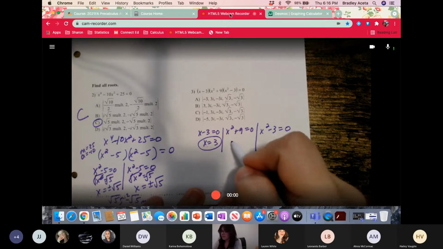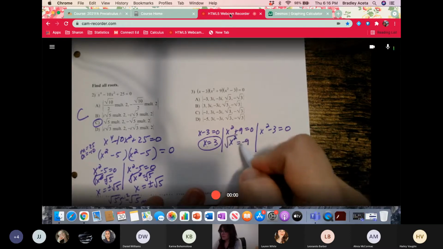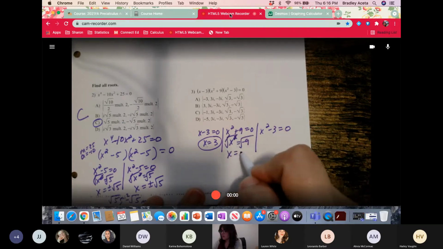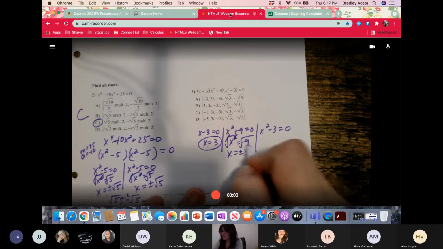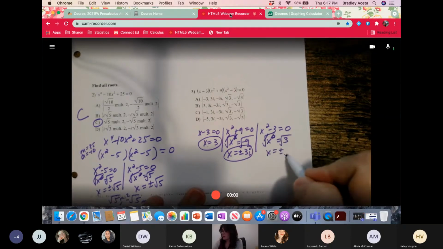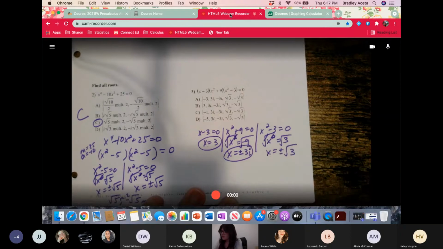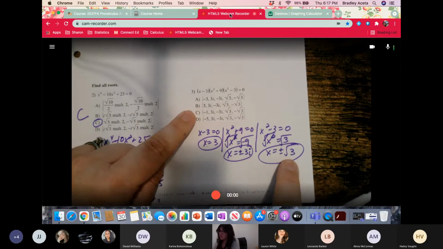So x equals 3. This one, x squared, bring over the 9 would be minus 9. Take a square root, would be plus or minus the square root of negative 9, which is 3i. And then this one, bring a 3 over, take a square root, plus or minus square root 3. So there's your answers. You need a 3, a positive 3i, a negative 3i. So let's see, it looks like it might be B, positive square root of 3 and a negative square root of 3.